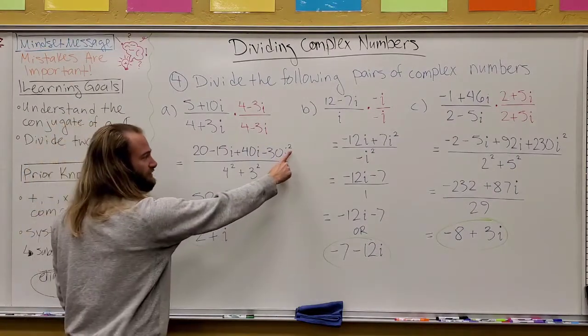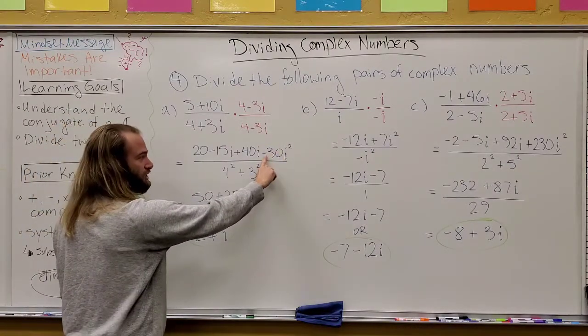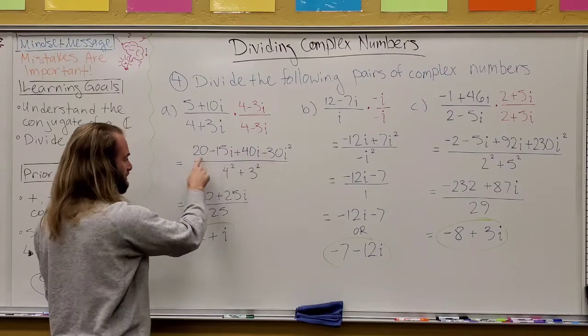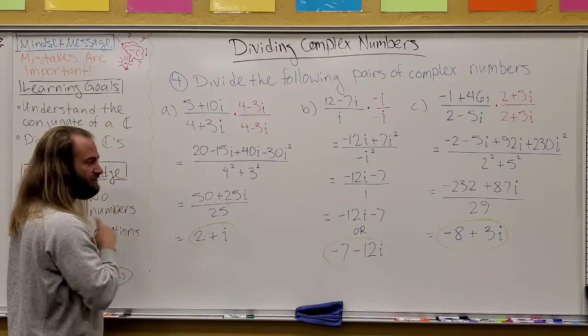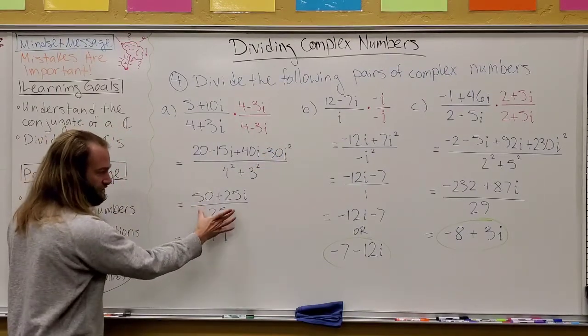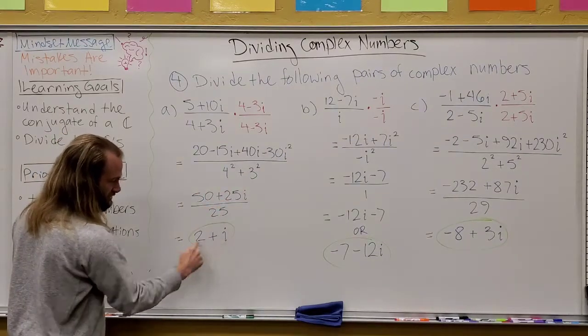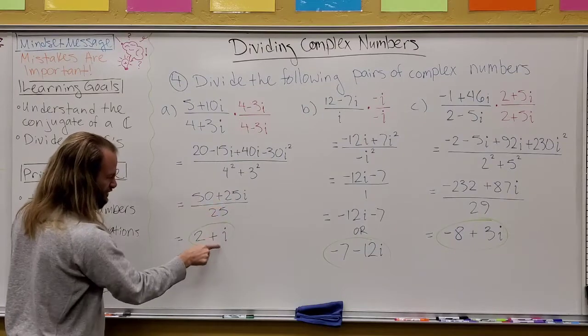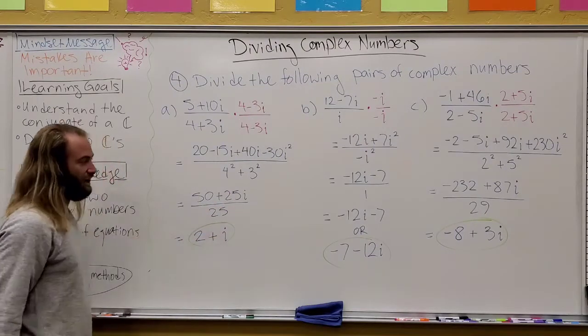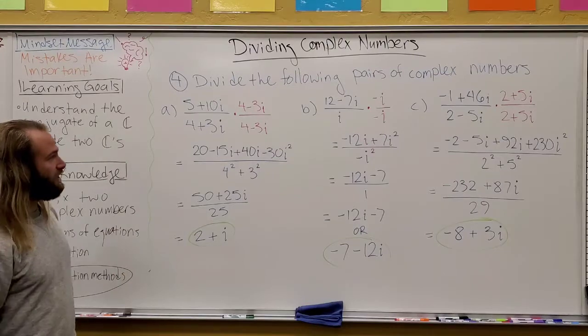Reminders here. Remember, every time you see an i squared, that always changes the sign. So it becomes plus 30, right? So 20 plus 30 is what made this 50, for example. And then now that this is one single thing, we can split it and divide this by this and this by this to get 2 over and 1 here with the i. And again, just check the other ones.